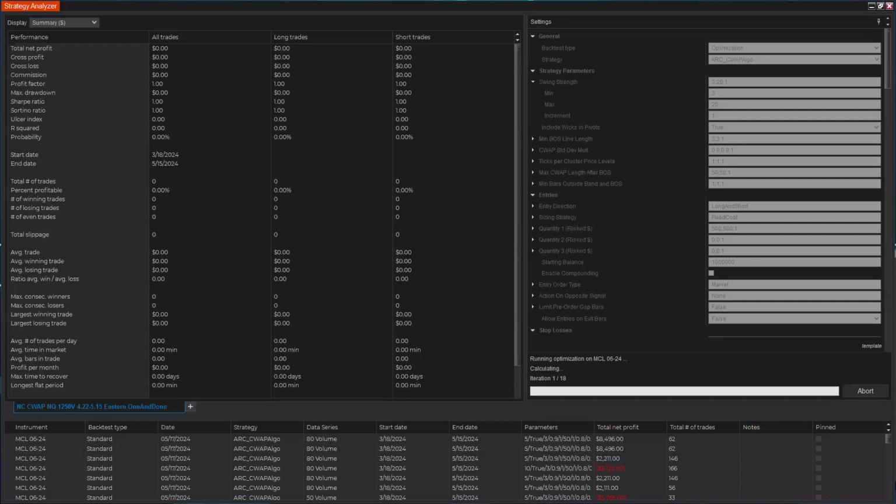So that whole rant that I did on crude versus the equities, that's going to be partially the reason that you don't get as many trades on crude as you do on the others. It also has to do with tick count and volume charts and all that kind of plays into it too.